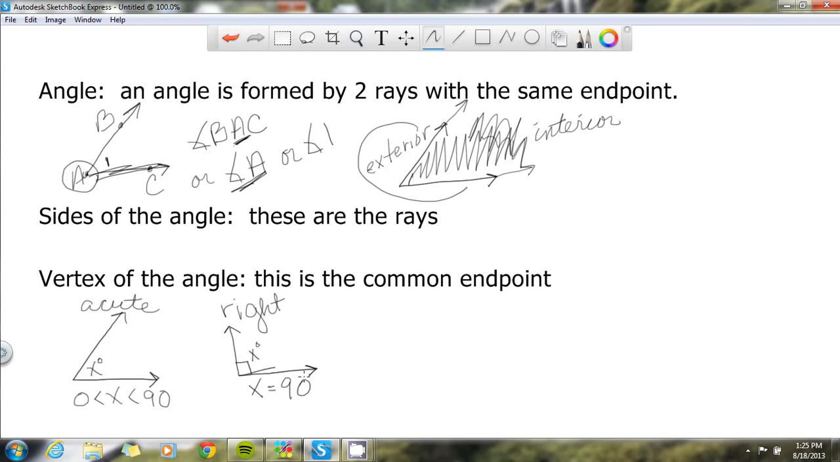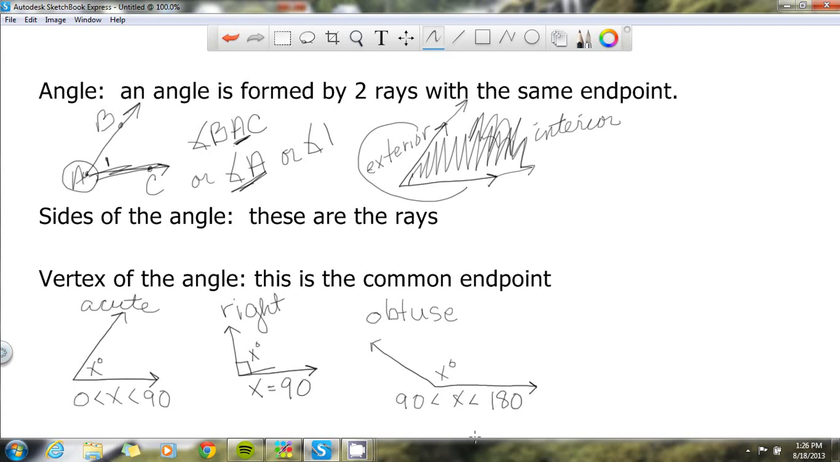Another type of angle we have is known as an obtuse angle. An obtuse angle is an angle that measures greater than 90 but less than 180 degrees. So if this is our unknown measure, we know that 90 is going to be less than x, which is going to be less than 180 degrees. So our measure of our angle is between 90 and 180.